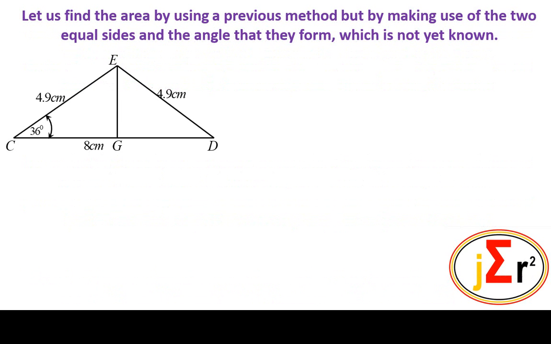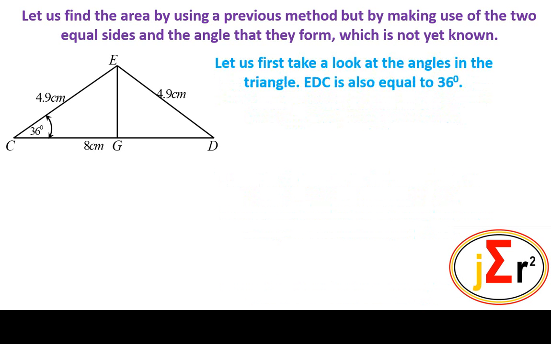Let us find the area by using a previous method, but by making use of the two equal sides and the angle that they form, which is not yet known. We have found the area before by making use of two sides of the triangle and the angle that those two sides form. However, on this occasion, we will surely not be using the two sides that were used on the previous occasion.